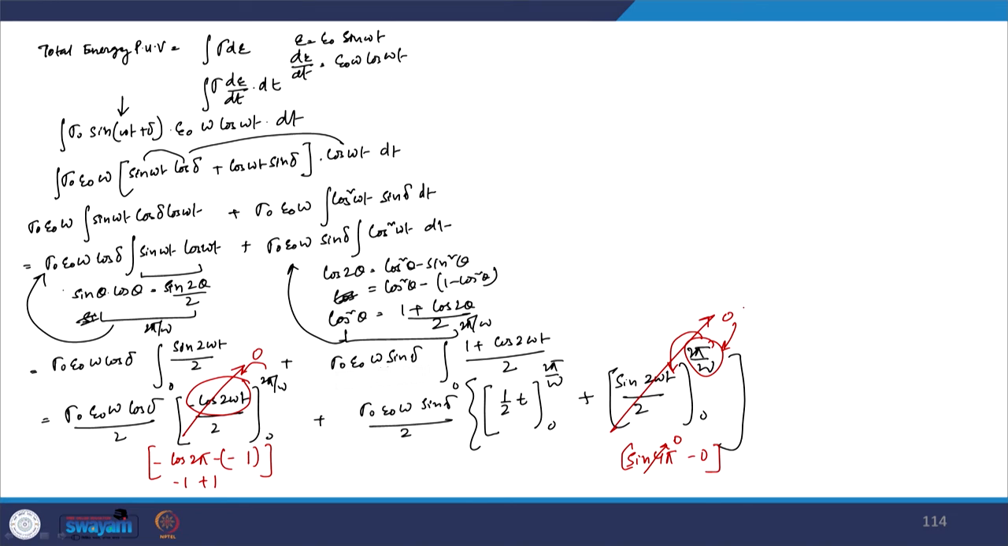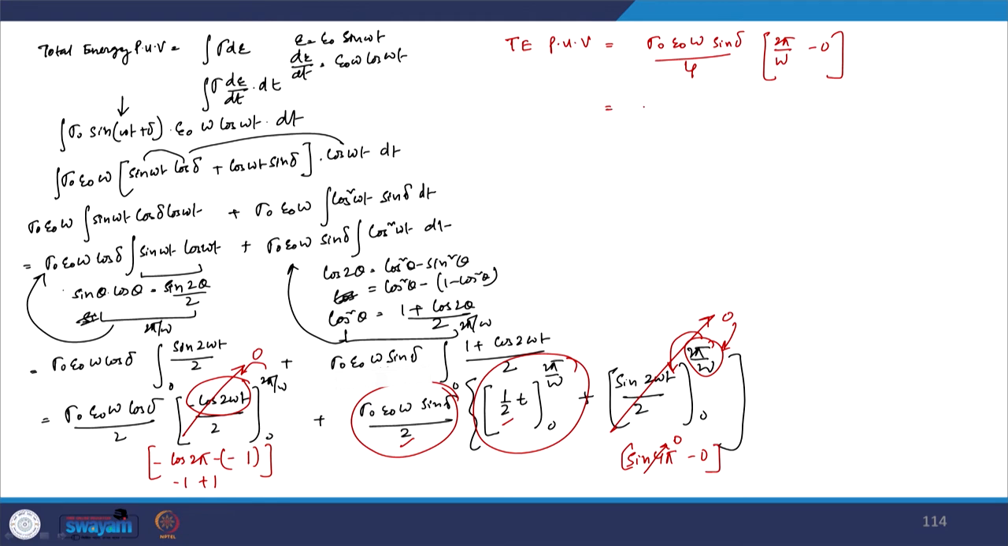Therefore, finally, what we have here is that the total energy or dissipated energy per unit volume is equal to sigma naught epsilon naught omega. So we only have this term along with this term, everything else is 0. Alright, so omega sin delta divided by this 2 and this 2, so 4 into, if I put the limits here, then you get 2 pi by omega minus 0. Okay, so this becomes equal to sigma naught epsilon naught into pi.